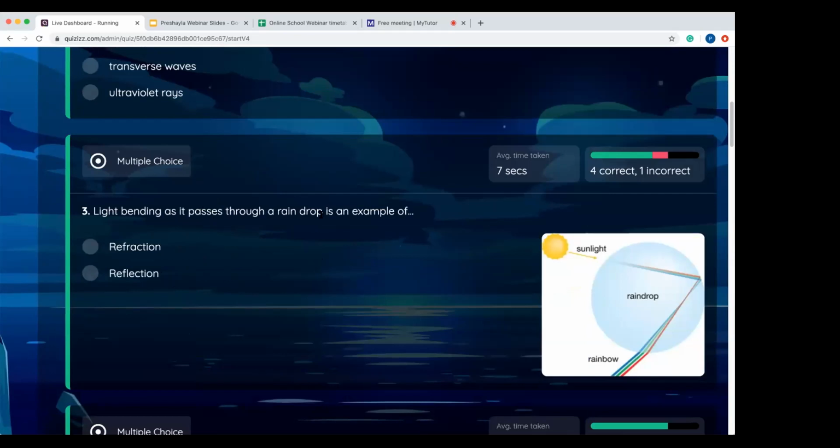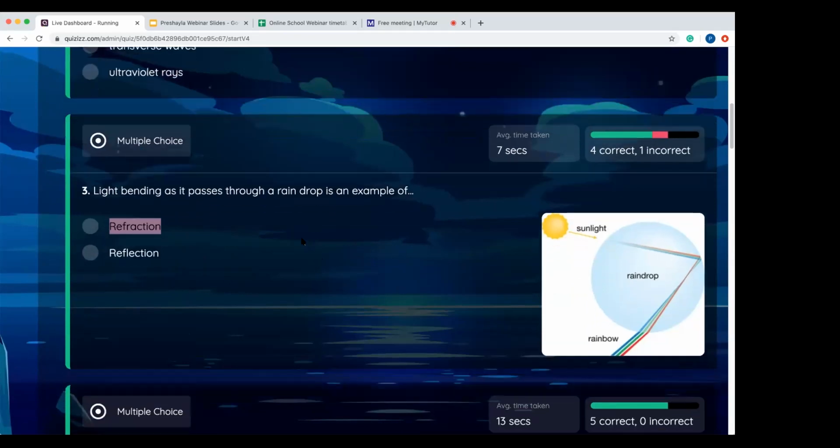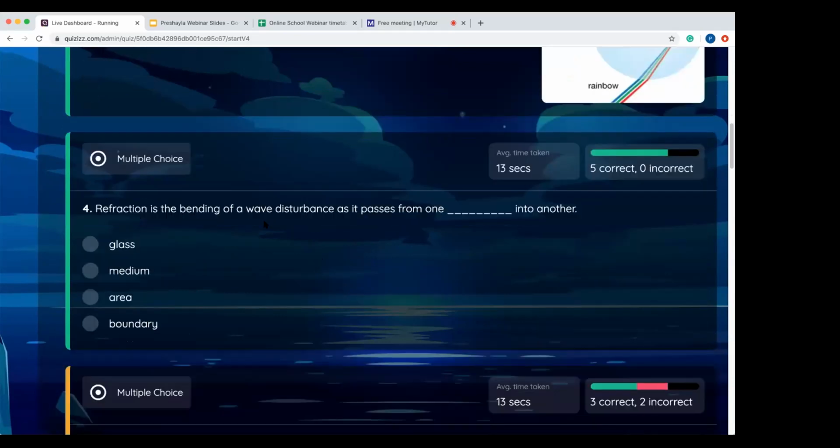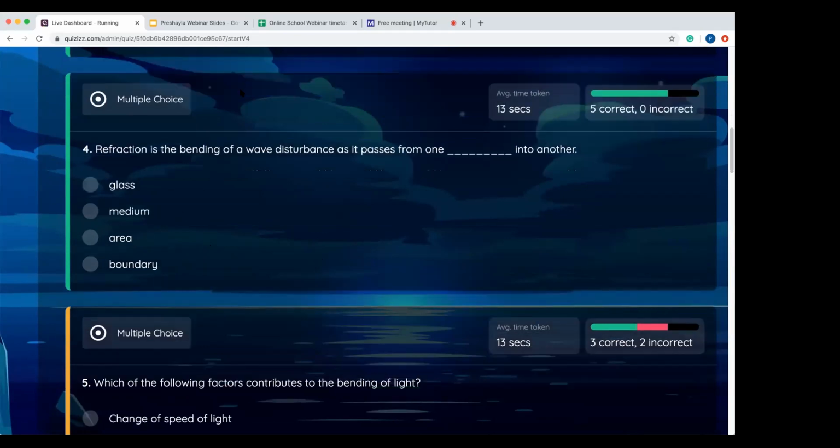Light bending as it passes through a raindrop is an example of refraction. Yeah, so I know it looks like reflection, but the light is being bent. Refraction is the bending of a wave disturbance as it passes from one medium into another at a boundary.